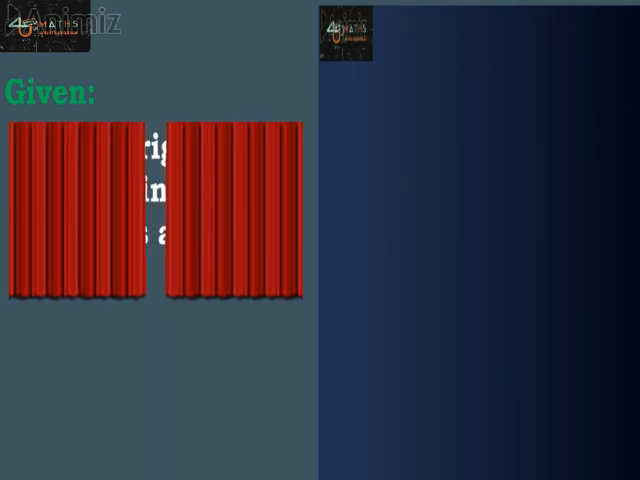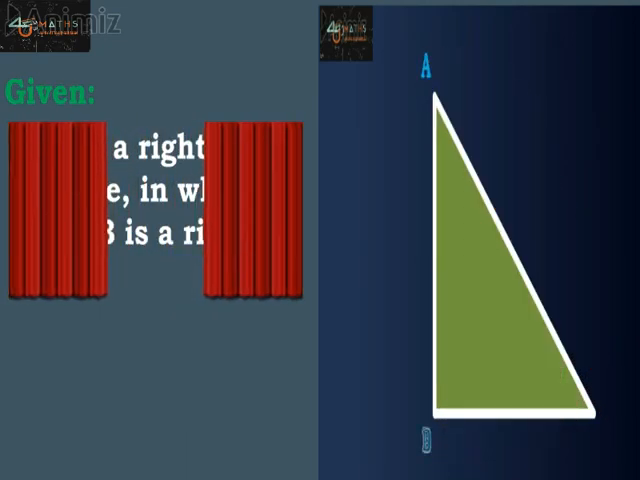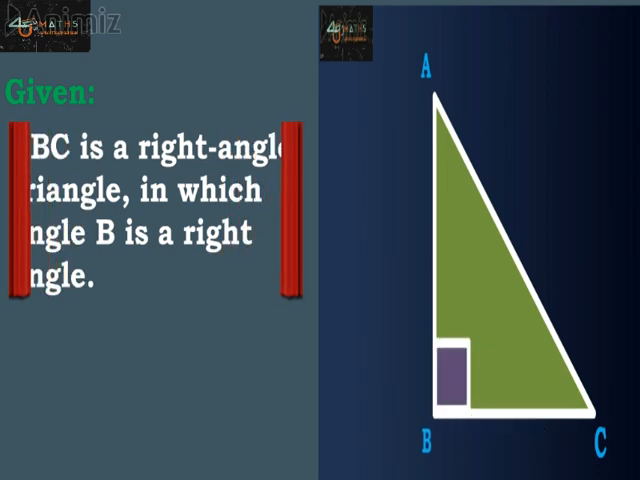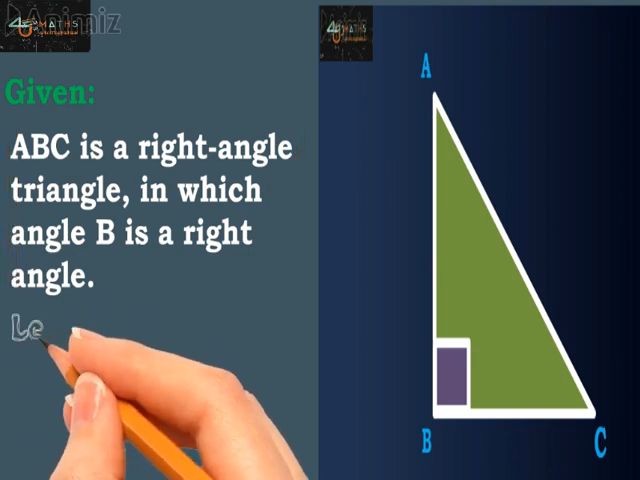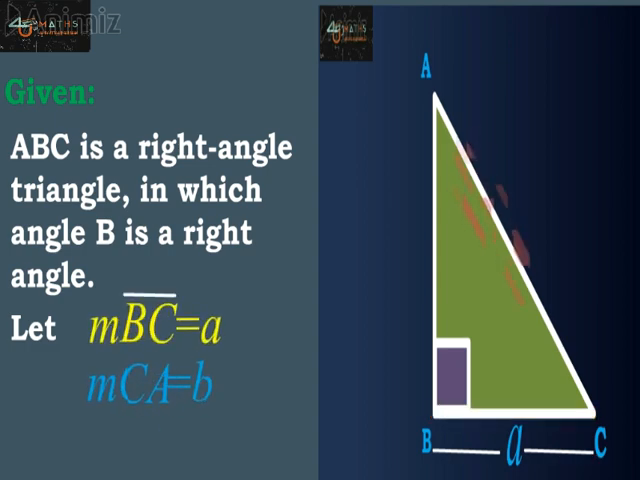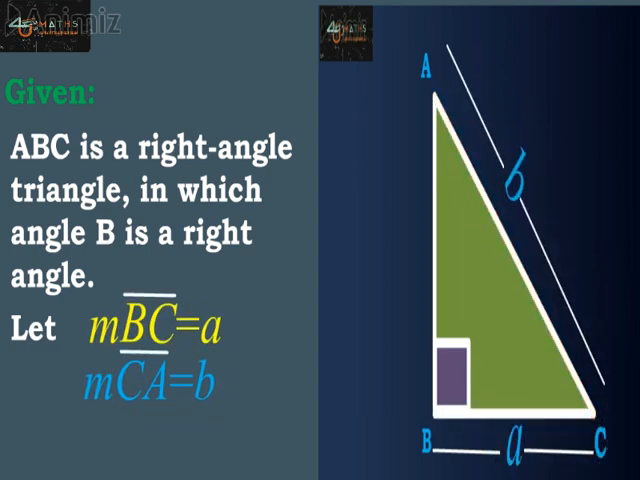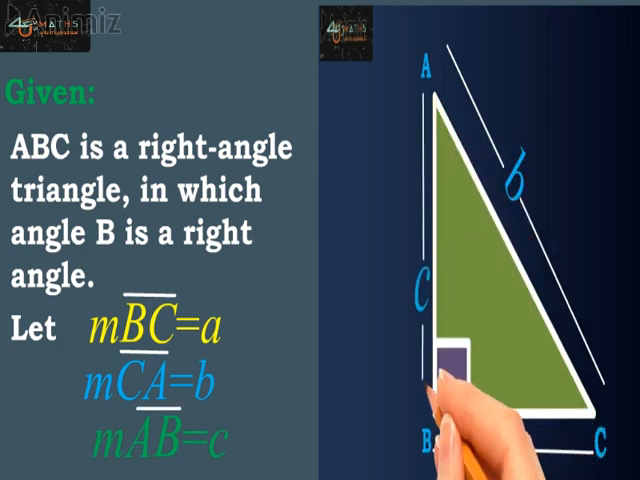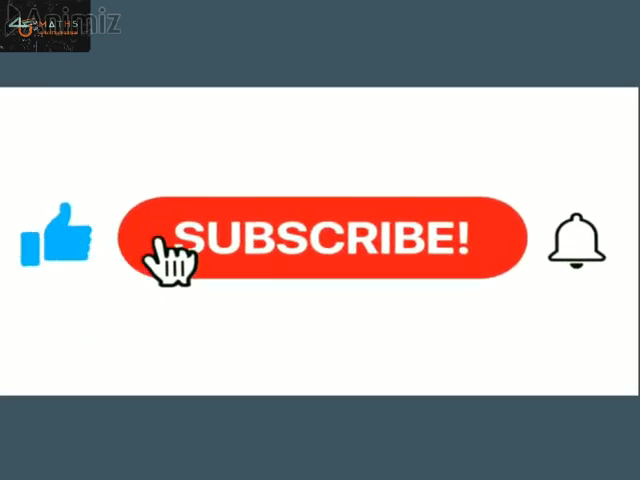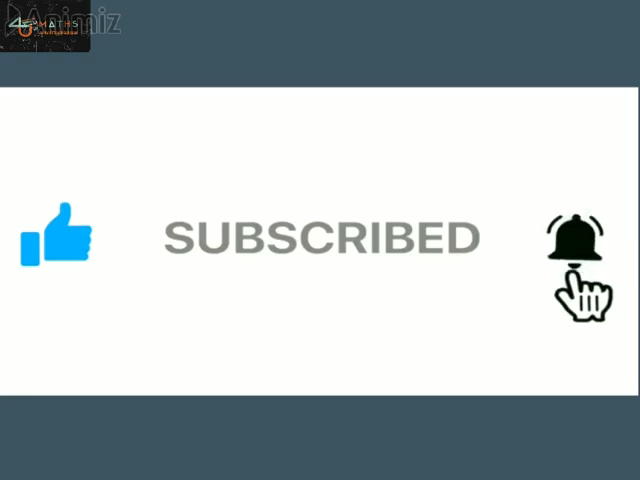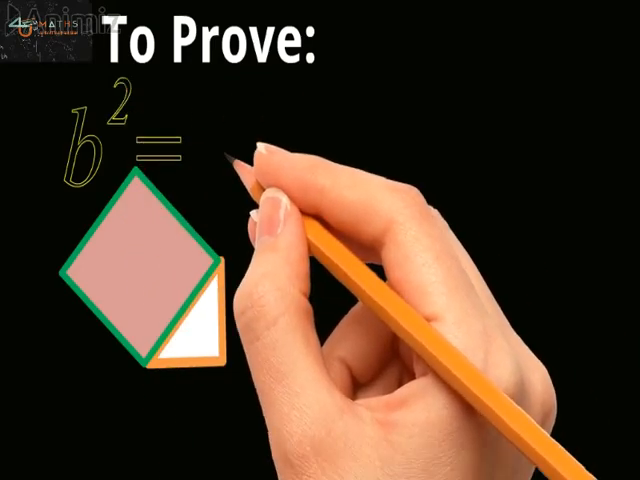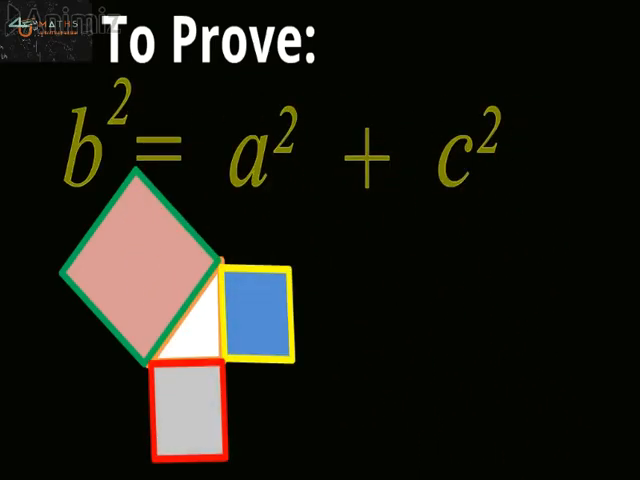Given. Suppose we have a right angled triangle ABC in which the angle B is a right angle. Now let us denote the length of the side BC by a, the length of the side CA by b, and the length of the side AB by c, respectively. To prove, we need to prove that b square is equal to a square plus c square.